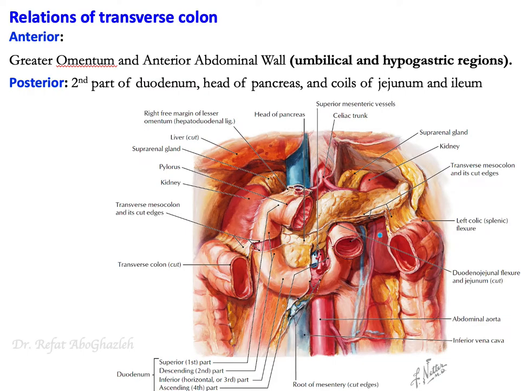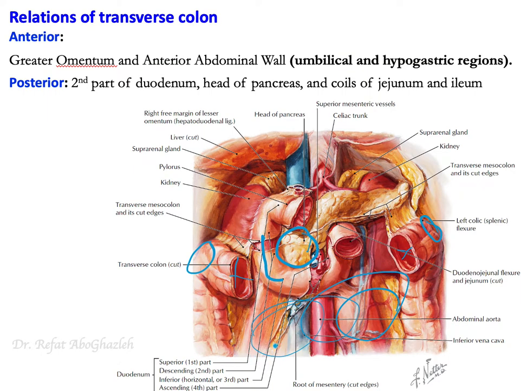Okay, so the relations of the transverse colon are very simple: the anterior abdominal wall and the greater omentum. And posteriorly, let us look at it here. This is the right colic flexure and this is the left colic flexure, and this is the transverse colon. We cut it here to show what's going on behind it. So you have the second part of the duodenum, and of course the head of the pancreas, and sometimes the third part, and you have the coils of small intestine, jejunum and ileum.